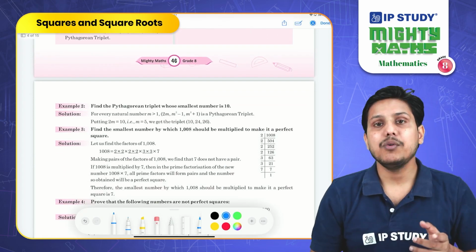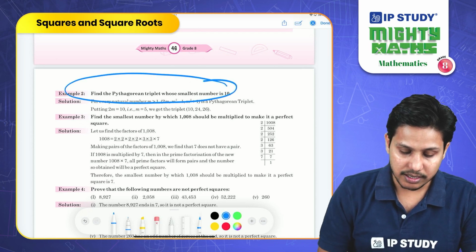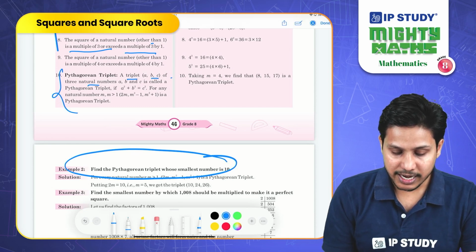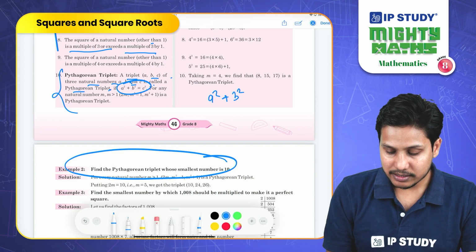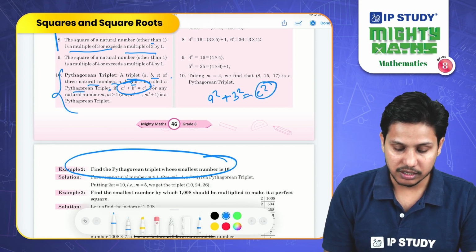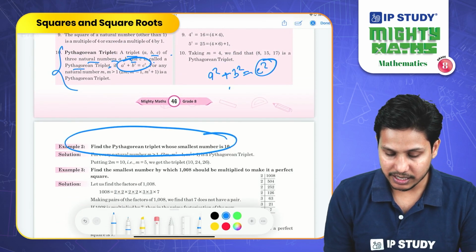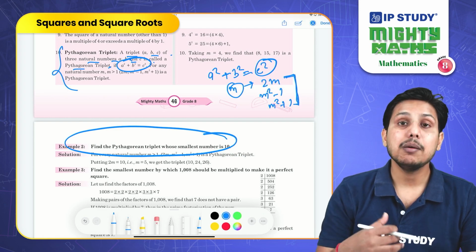Yes. Now next question is finding a Pythagorean triplet whose smallest number is 10. How can we do this example? There is a property: we say a triplet a, b, c of three natural numbers is called a Pythagorean triplet if the sum of the squares of two of them equals the square of the third. So here we have a rule: if m is a natural number, then 2m, m square minus 1 and m square plus 1 form a Pythagorean triplet.